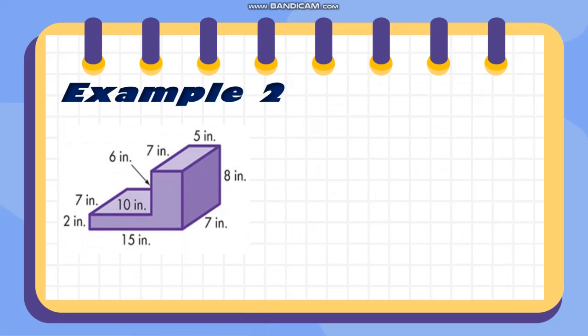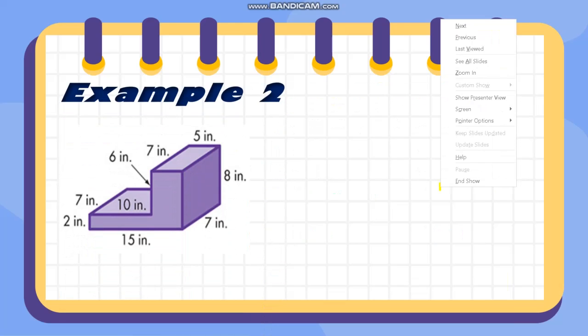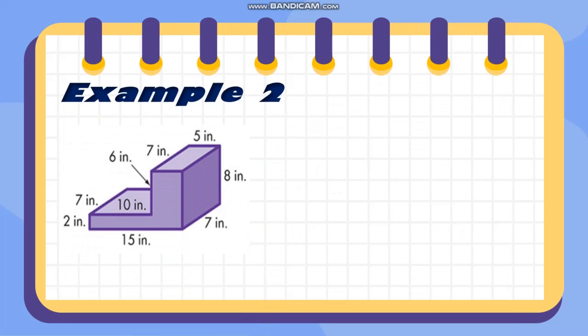Example number 2, let's find the volume of this figure. So the first one, I'm going to cut the figure. So I'm going to cut like this. So it means this is my prism from here up to here. Okay. So that is my other prism. So prism A and prism B. So that is prism A above and prism B below.